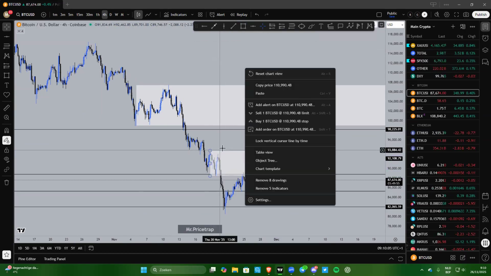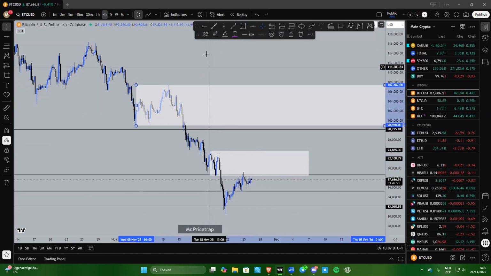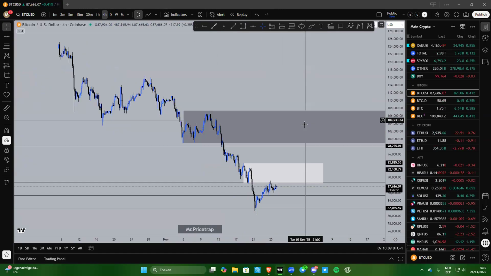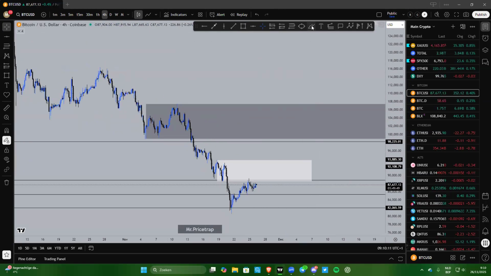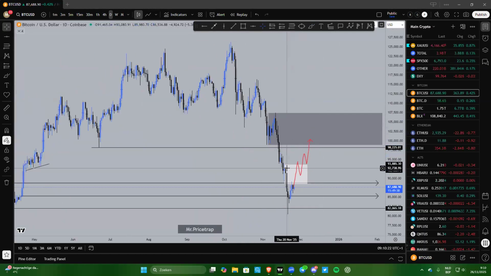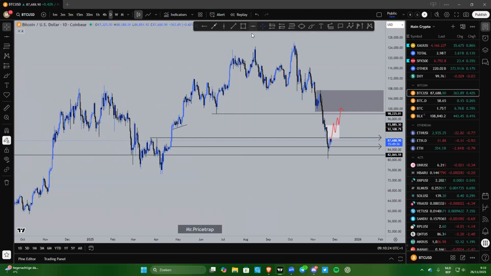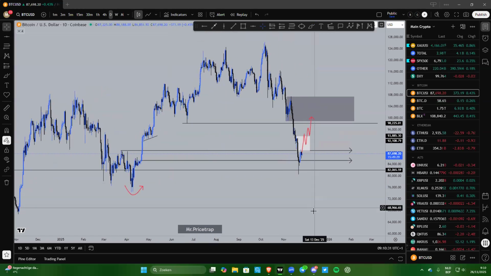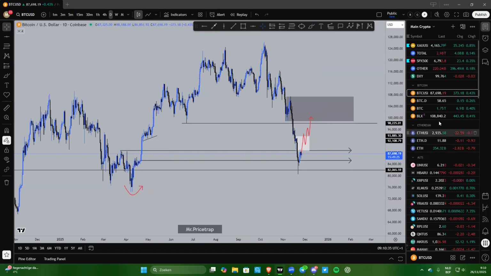Let me change this to daily. There we go. So we want to see the market breaking above that supply to create a trending market to the upside. And this will be a very important one. If the market does not break that supply, it's not looking too good to be honest, because then I see the market taking out this low here. We shall see. I'm more on this side than this side.